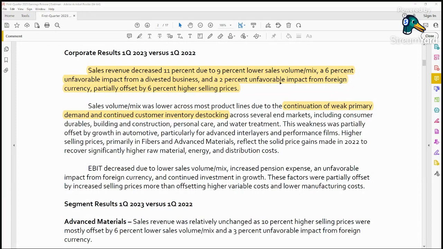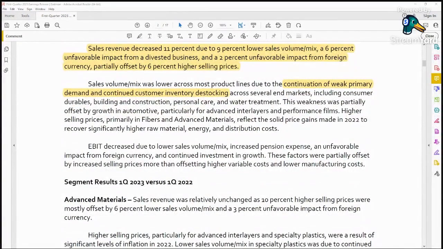But they talk about foreign currency having a 2% impact. We've seen that across a lot of earnings. They're talking about how the changes in currencies have really had an effect on revenues this year. And Eastman does 58% of their business outside of the US. So they have a very large foreign impact.